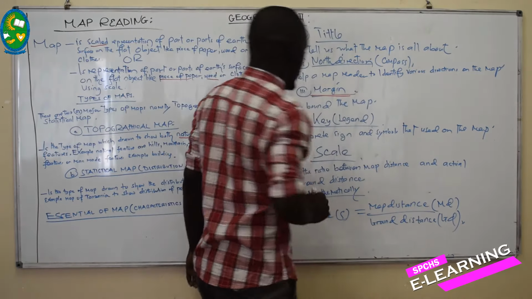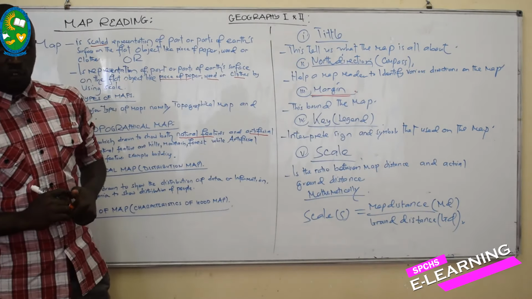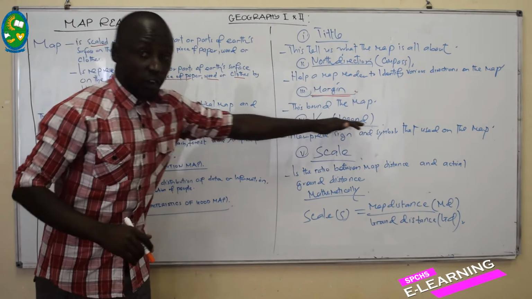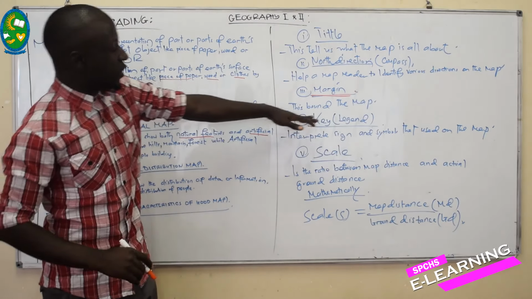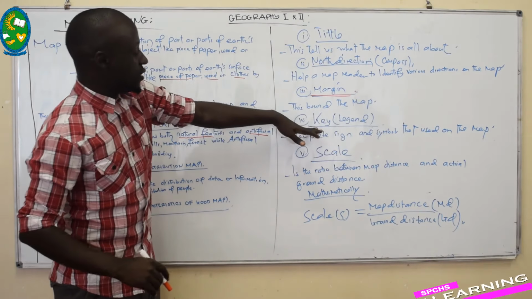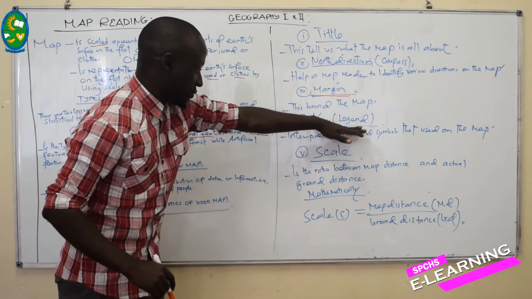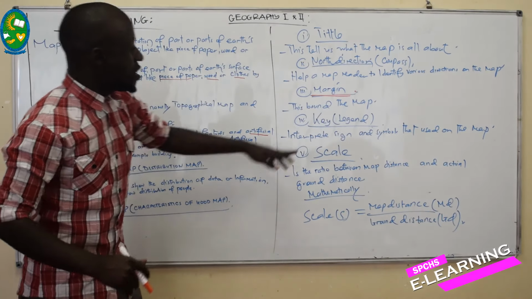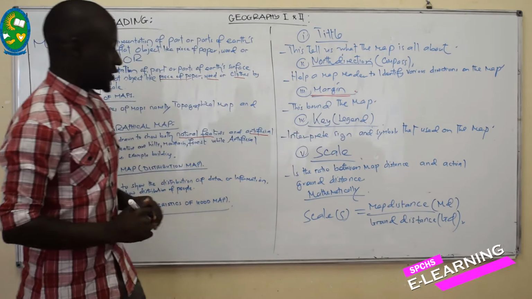That is margin. Another aspect of a map is the key or legend. As you can say, key or legend; of course, legend is another name for key. Now, what is the function of the key or legend?